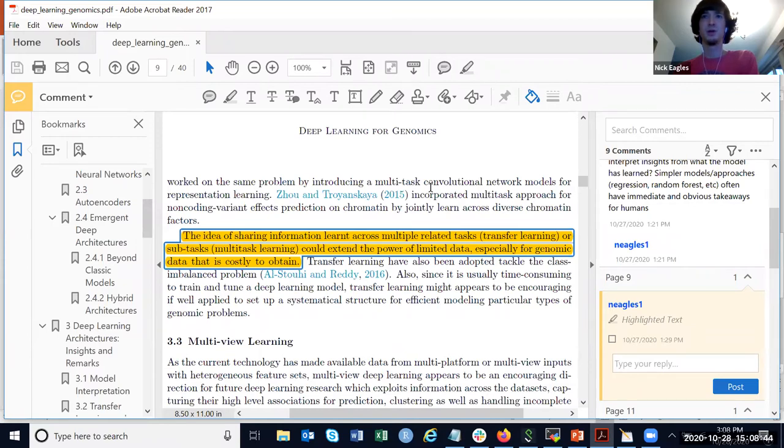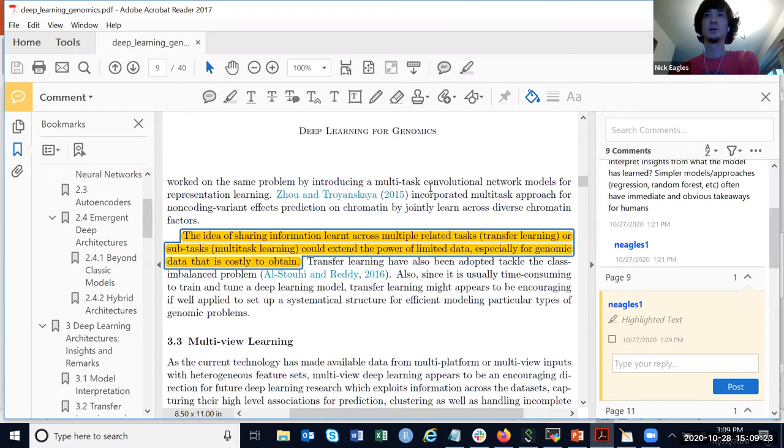So to make that a little bit more concrete, I'll give an example of how it works for humans. Let's say you were learning to ride a motorcycle. Once you learned how to ride a motorcycle, if you've never driven a car before, you'll probably pick up driving a car a lot more quickly than if you had just started by driving a car. It's kind of a weird example, but the same concept actually applies with deep learning.